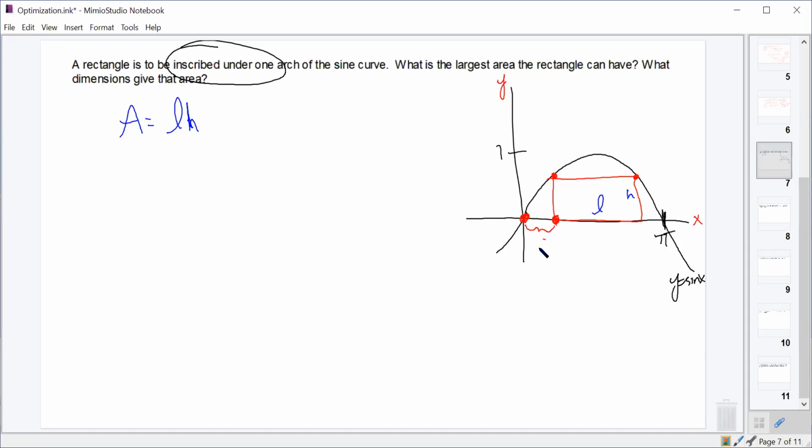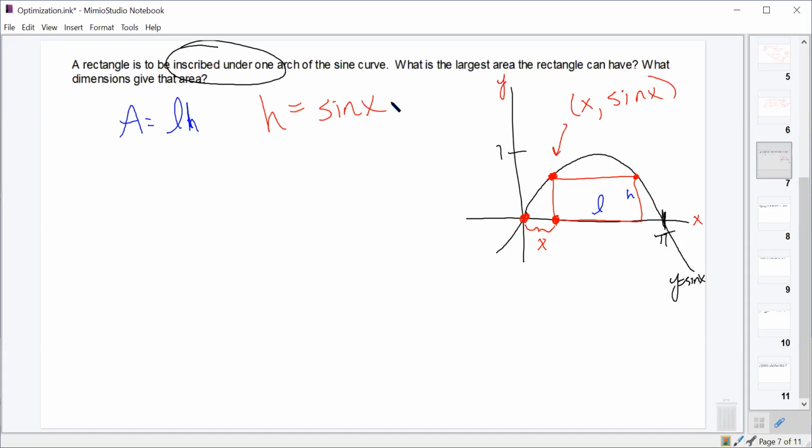So let's call this x. If I call this x, then what's the value of this point? This point would be the point x comma what? f of x, which is y, so sine x. So this would be the point x comma sine x. So what's the height of this rectangle, based on where I put x right there? Sine x. Height must be sine x.